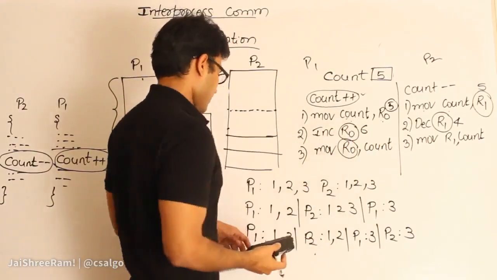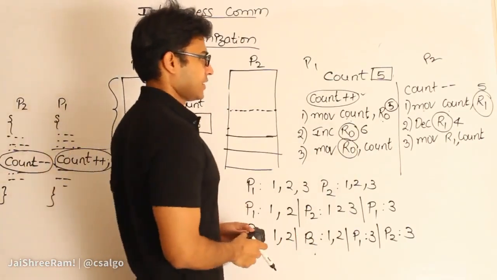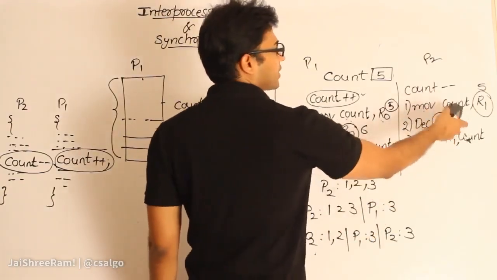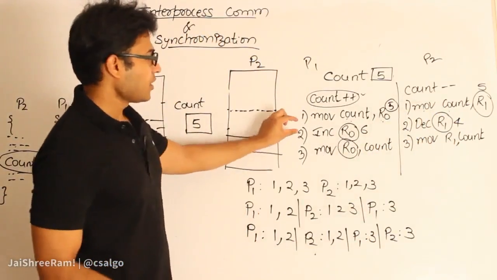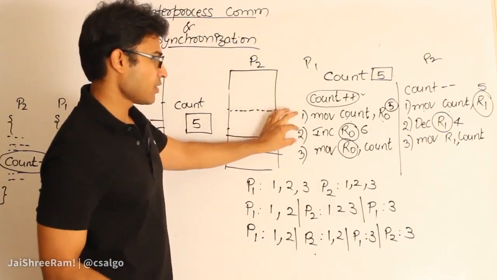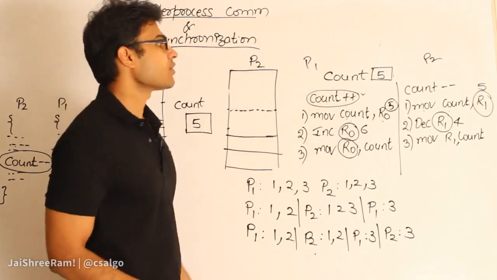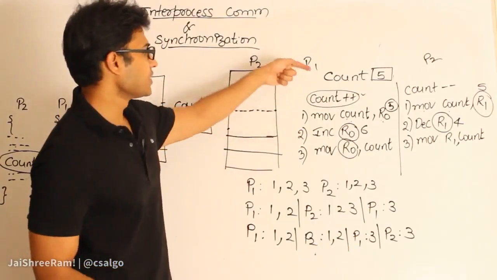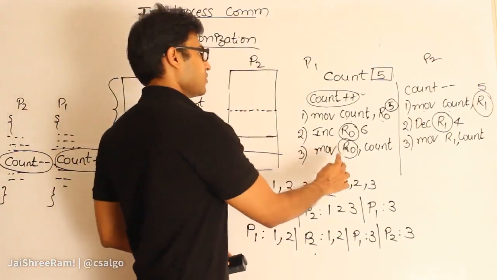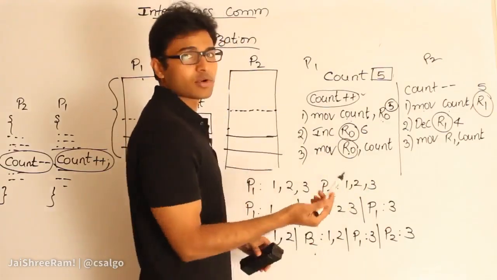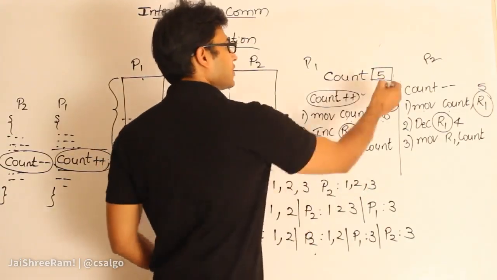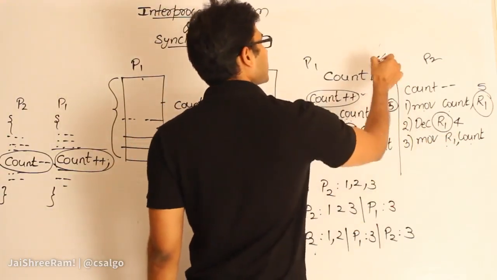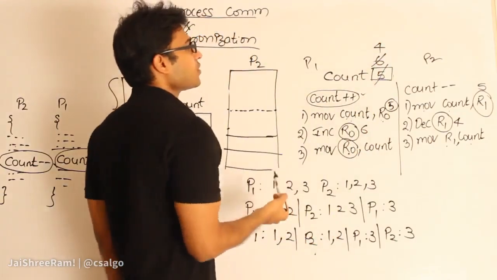Fine. And now P2 is executing the first and second lines, which means P2 will also read 5, and then it decrements 5 and it will be 4. Now according to P1, the value present in R0 is 6, and according to P2, the value present in R1 is 4, right? Now P1 is going to write R0 to count. It's not printing, it is storing. So P1 is writing R0 to count, then here it will be 6. And then if P2 writes R1 to count, then it will be 4, right? So now the value is going to be 4 finally.